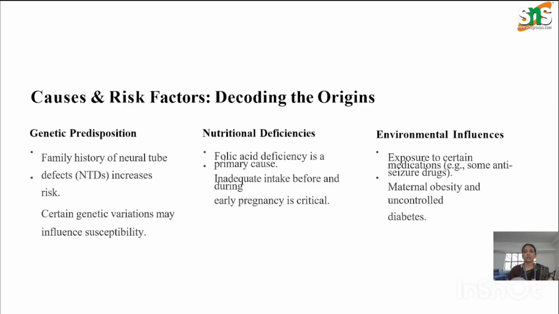What causes spina bifida and who are at risk of developing it? Genetic predisposition: family history of any neural tube defects increases the risk. Certain genetic variability may increase the susceptibility of the child to spina bifida. Nutritional deficiency during pregnancy: folic acid deficiency is the primary cause, and inadequate food intake before and during early pregnancy is critical. Environmental influences: exposure of the mother to certain medications like some anti-seizure drugs causes spina bifida. Maternal obesity can be a cause. Uncontrolled diabetes during pregnancy can also be a cause.